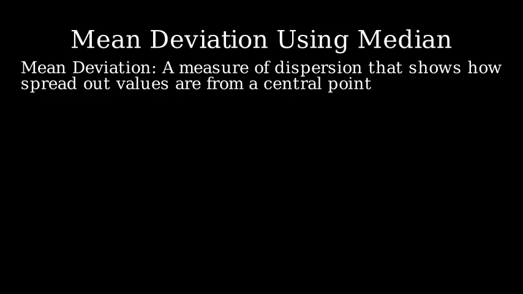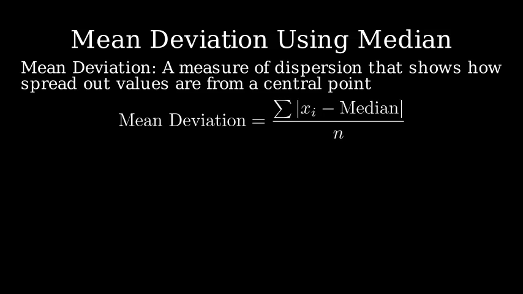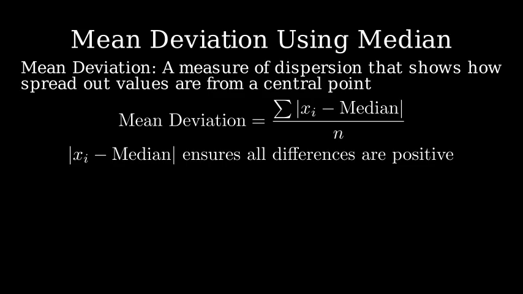The formula for the mean deviation using median is: mean deviation equals the sum of the absolute differences between each value and the median, then divide by the number of values. Notice that we use absolute values in the formula. This is because some values will be above the median and others will be below it, giving us both positive and negative differences. If we didn't use absolute values, these differences would cancel each other out, resulting in a value close to zero, which wouldn't accurately represent the spread of our data.